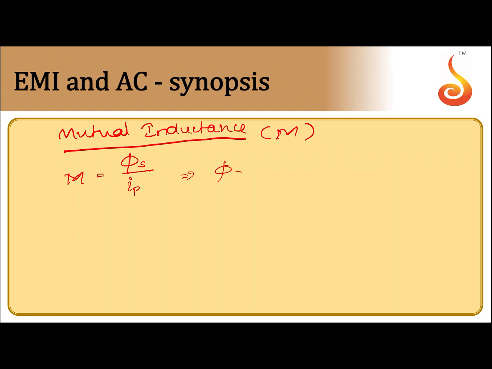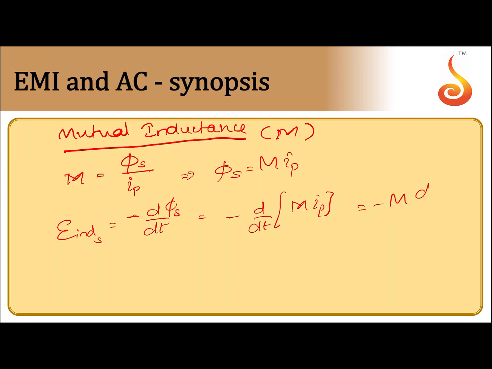Thus, we can write flux linked with the secondary coil as M into IP, and the induced EMF in the secondary coil is the negative of the rate of change of flux in the secondary coil, so we can write minus d by dt of M into IP, and therefore minus M into dIP divided by dt. So, mutual inductance is the induced EMF in the secondary coil divided by the rate of change of current in the primary coil. And again, just like self-inductance, this is the property of a pair of coils.